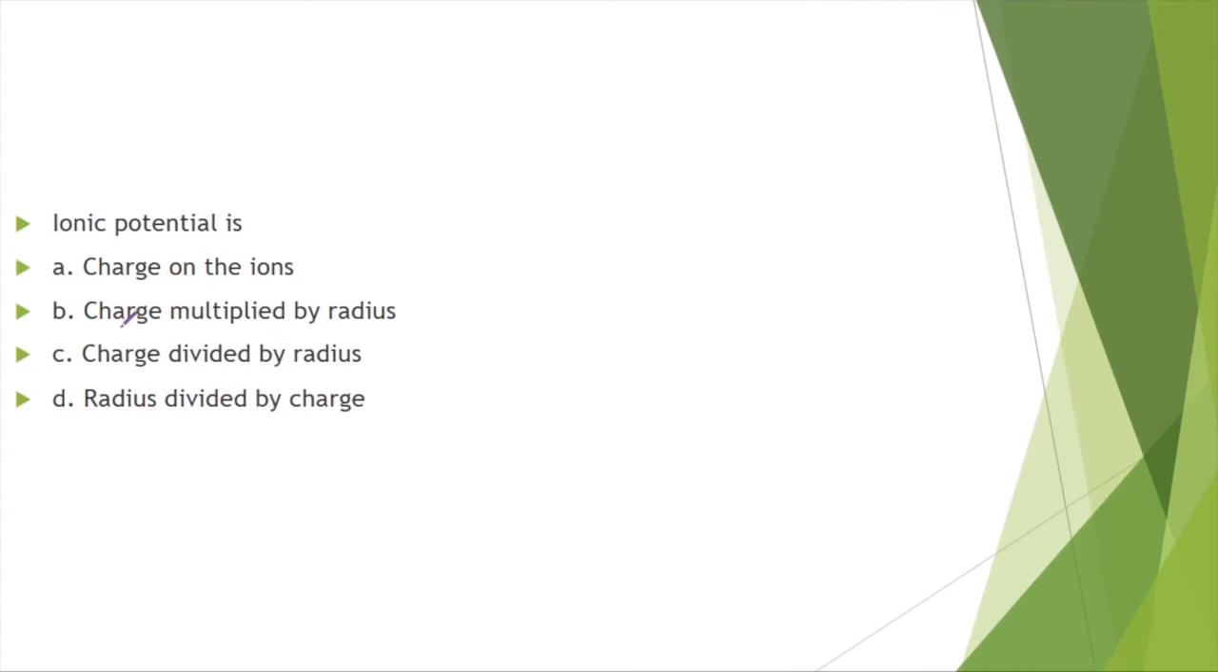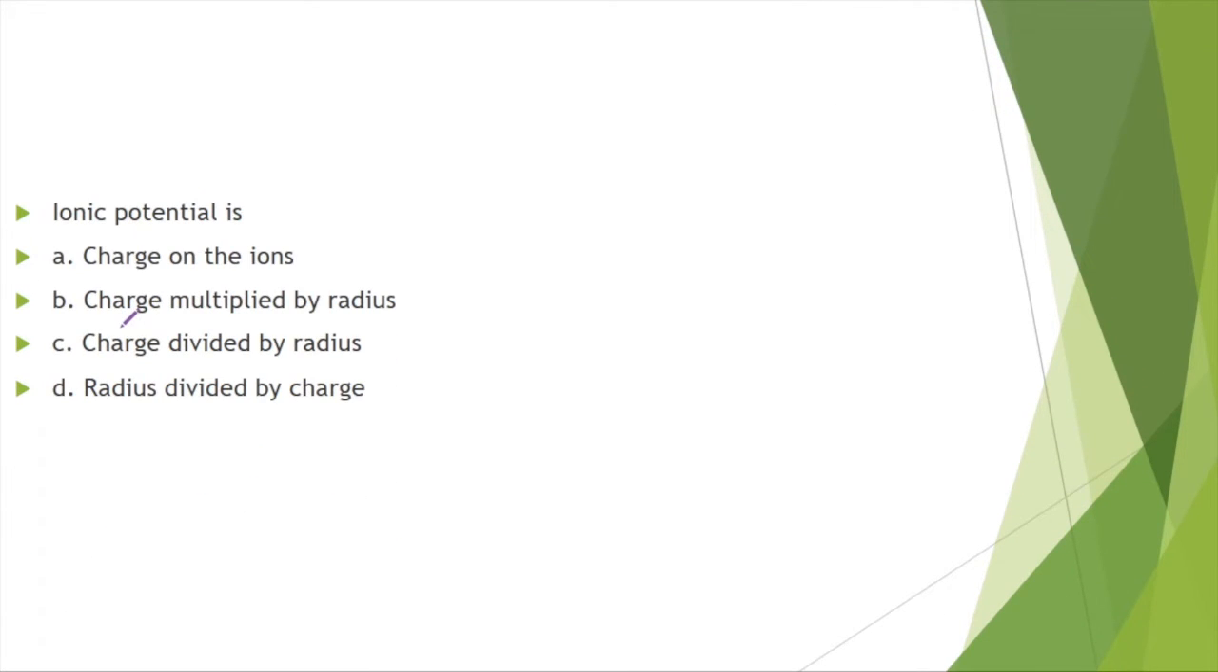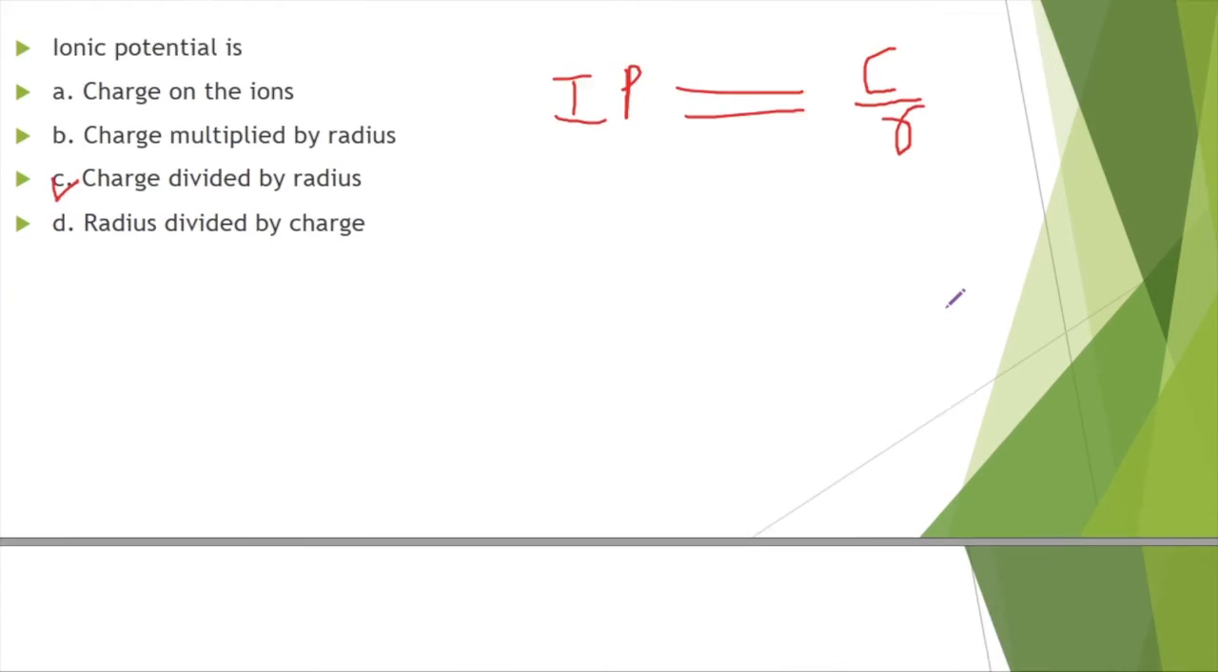Now what is ionic potential? Ionic potential, IP, is the ratio of charge divided by its radius, C by R. Okay, moving to the next question. So the right answer for this question is C.